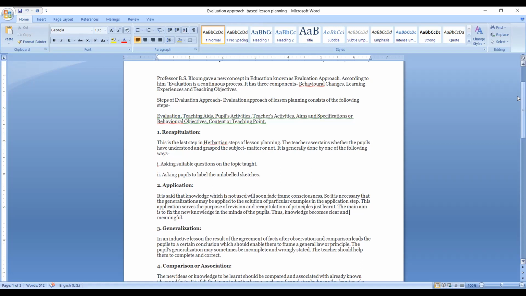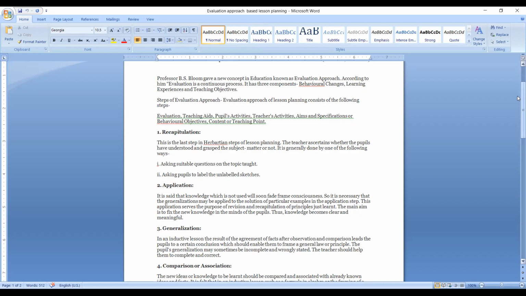So first of all, I ask my students to revise those things that are in their minds, which I have already taught. This is the last step in the Herbartian steps of lesson planning. The teacher ascertains whether the pupils have understood and grasped the subject matter or not. It is generally done in one of the following ways: asking suitable questions on the topic taught, and asking pupils to label unlabeled sketches. Just try to understand what we are doing: we are evaluating our students now.